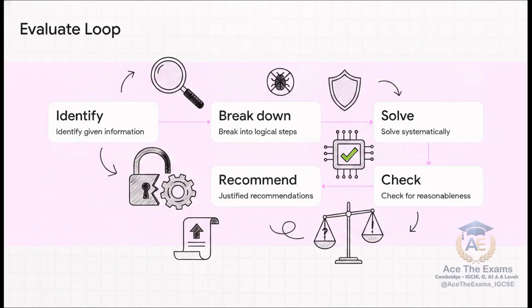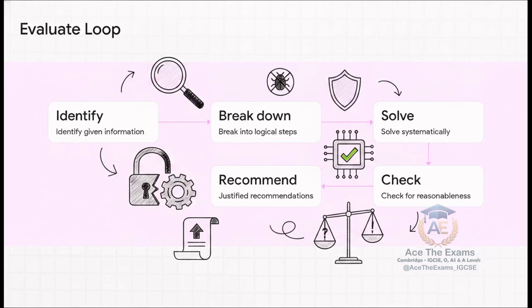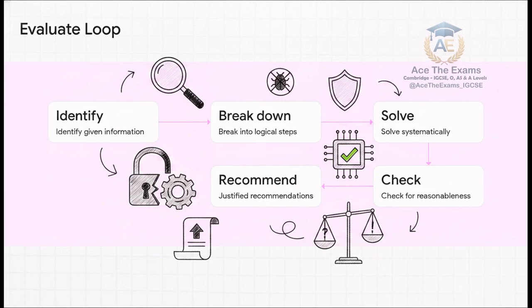Then, Rule 3, and this is the crucial step that so many candidates skip, check for reasonableness. Does your security recommendation actually make sense for this specific business in the real world? Could they afford it? If you follow this loop and justify your recommendations, your answers will be incredibly robust and practically impossible for an examiner to fault.